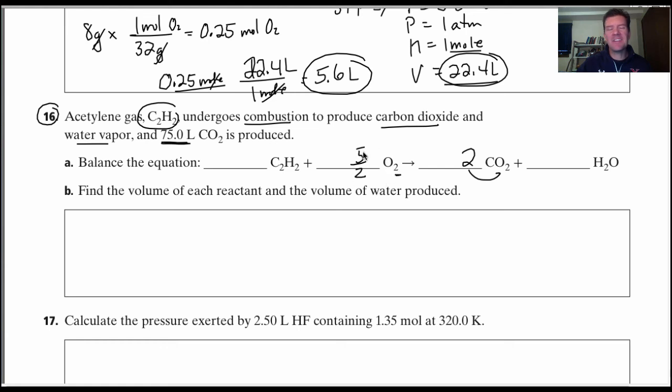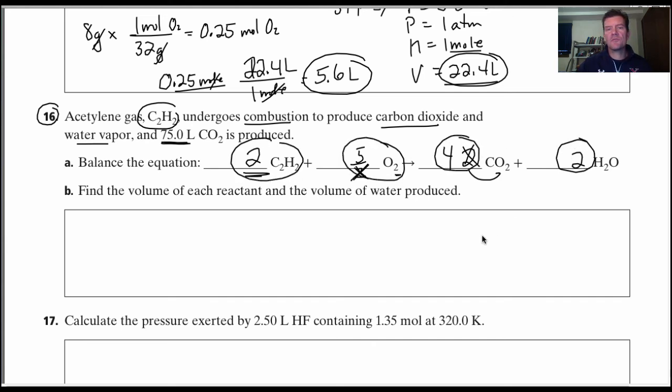But I'm not going to leave that coefficient as a fraction. So I'm going to multiply everything by 2 now. I multiply this by 2, cancels that denominator. I multiply this by 2, that becomes a 4. I multiply this by 2. So the coefficients are 2, 5, 4, and 2. Okay? It says find the volume of each reactant and the volume of water produced.